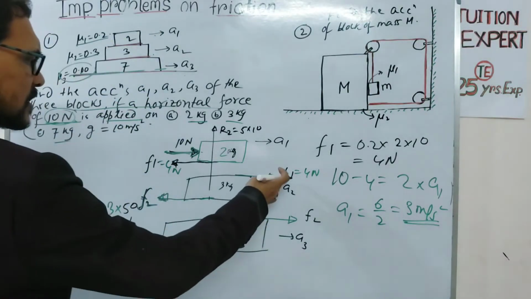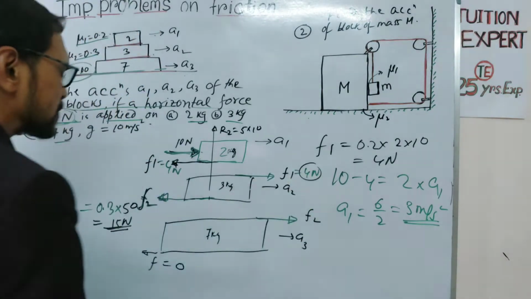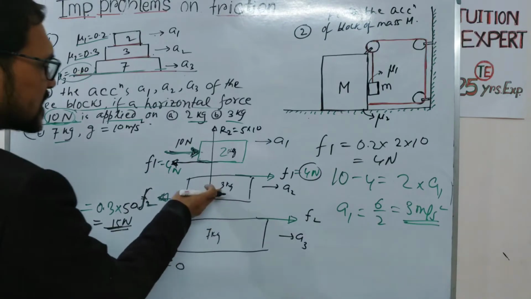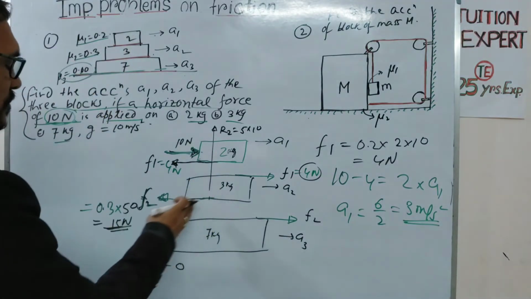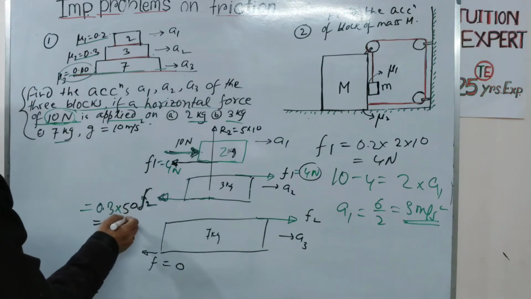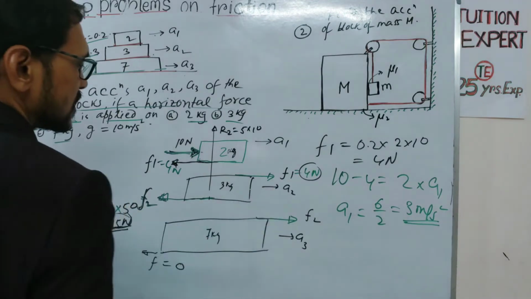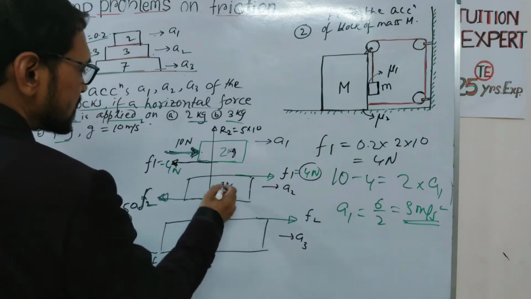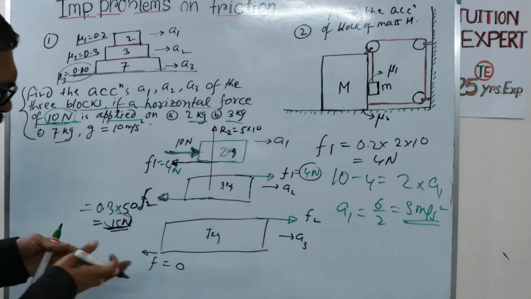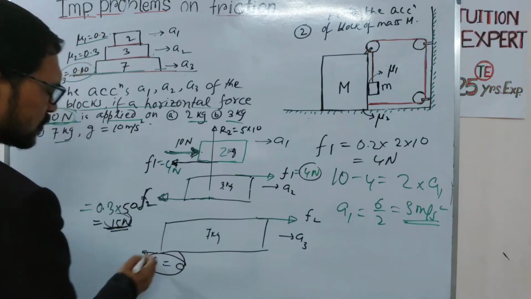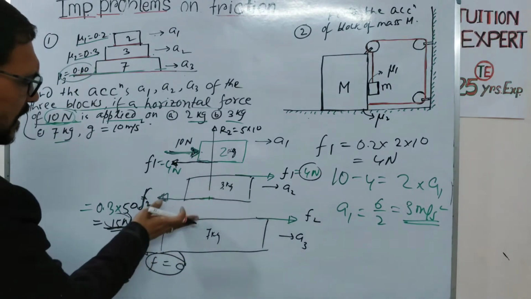Now the driving force is 4 Newton, but the friction force is 15 Newton. So the 3 kg block will not move over the 7 kg block, because the opposing force is greater than the driving force. So if the 3 kg cannot move over the 7 kg, then 3 and 7 move together, because the ground friction is 0. The ground is smooth.